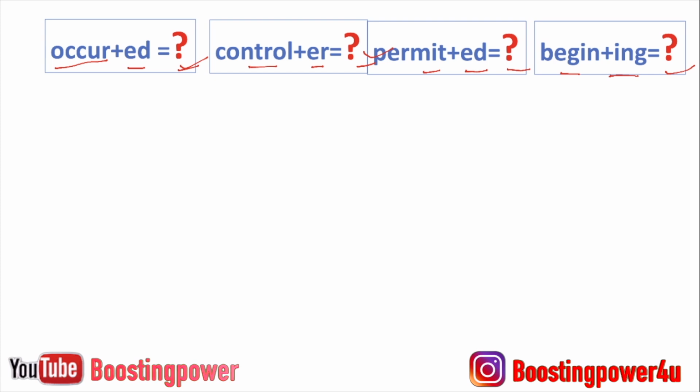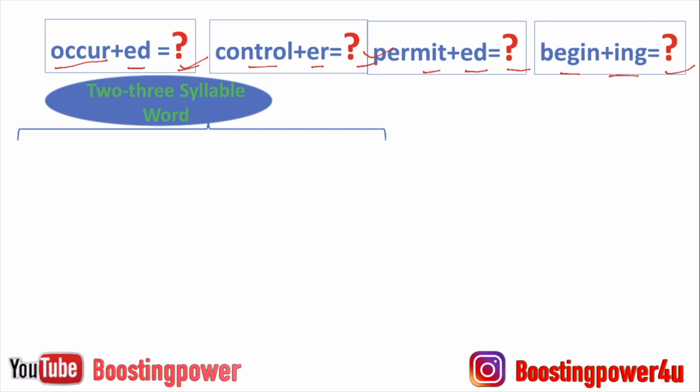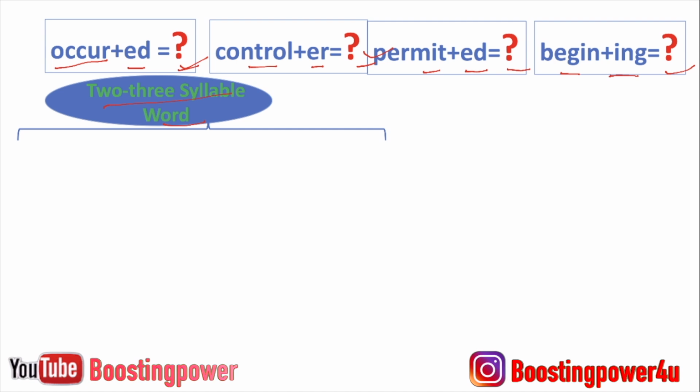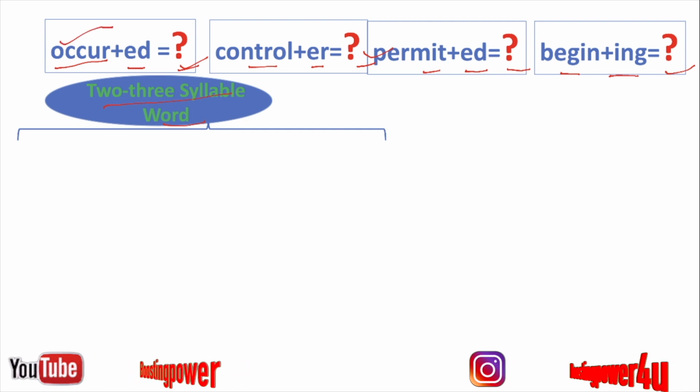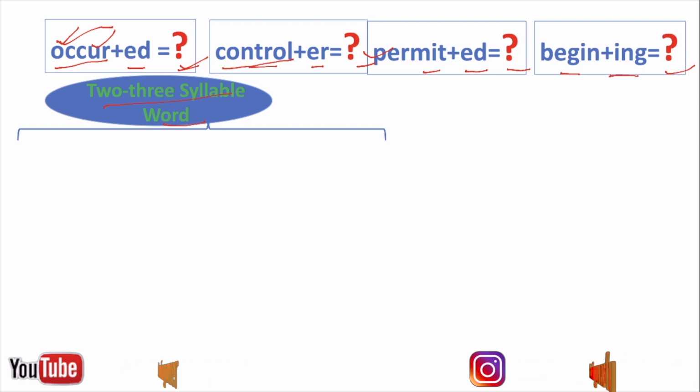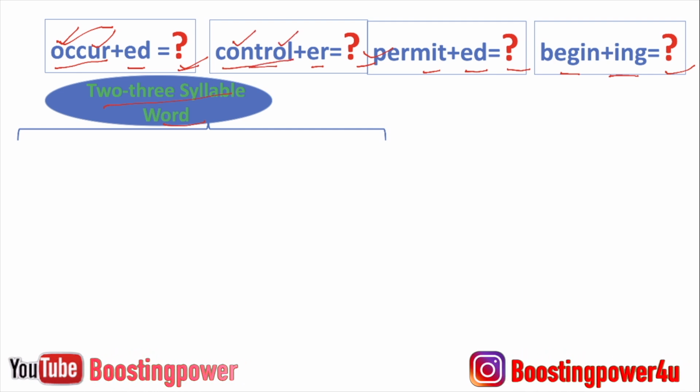So let's understand the spelling rules behind these types of words. If the word is a 2 or 3 syllable word, and what are 2 or 3 syllable words? As I said in my previous video about syllables, a syllable means one vowel sound. Here we are talking about 2 to 3 syllables, which means 2 to 3 vowel sounds. So in this word, if you see, 2 vowel sounds are there, one is here and one is here. In the case of control, one is here and one is here. So this is a 2 syllable word.